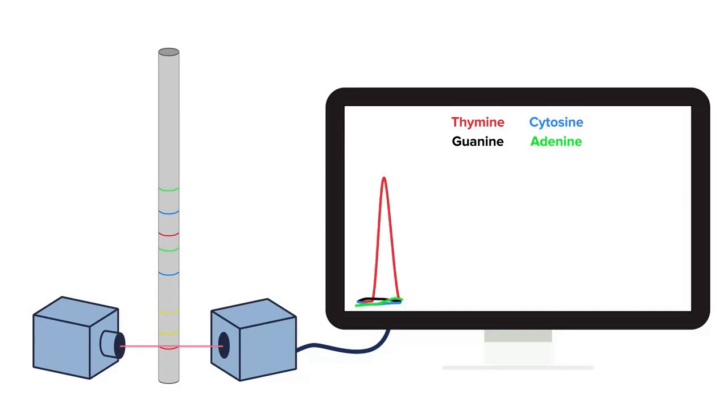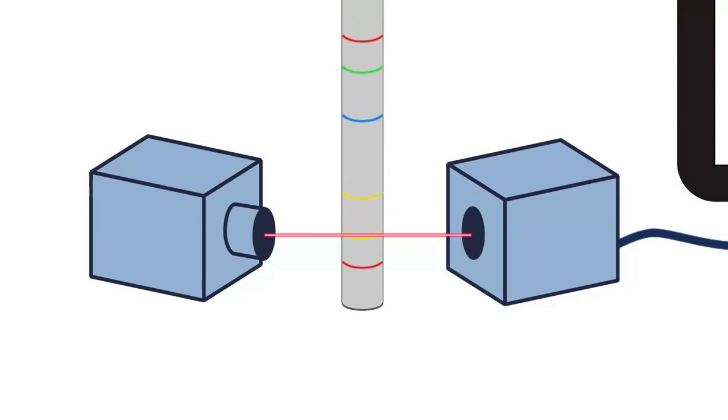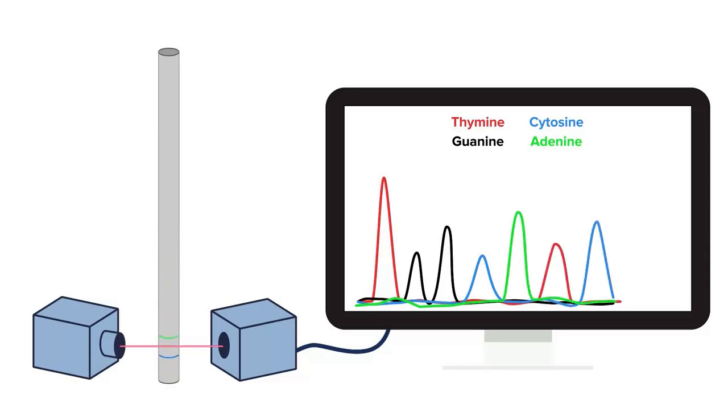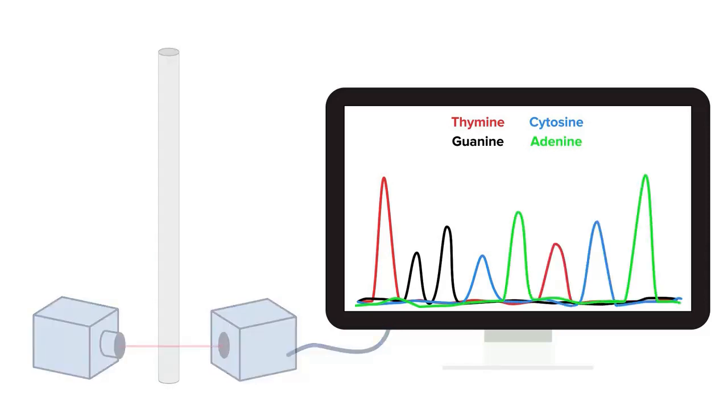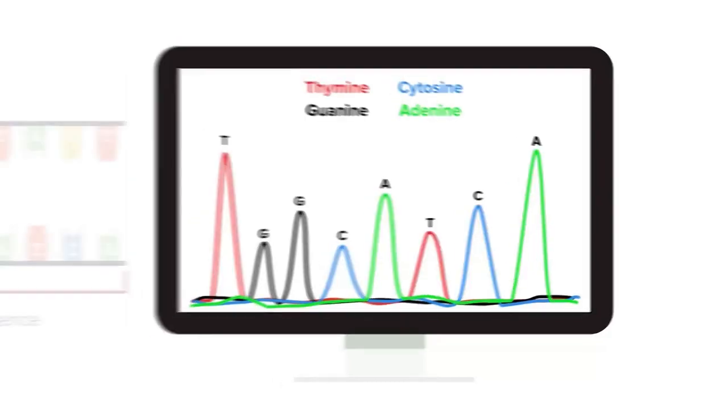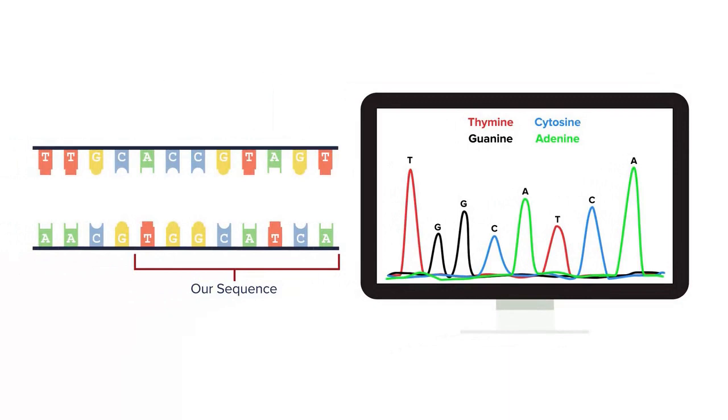The next fragment to pass by the detector is 2 base pairs long, representing the second nucleotide in the sequence. In this case, our second nucleotide is guanine and will show up as a black peak. As the detector identifies each fragment, we're able to piece together the nucleotide sequence base by base. For our sample, the sequencer generated a sequence of T, G, G, C, A, T, C, A. This is the complementary sequence to our DNA template strand. So this process has allowed us to identify the exact DNA sequence in the sample.